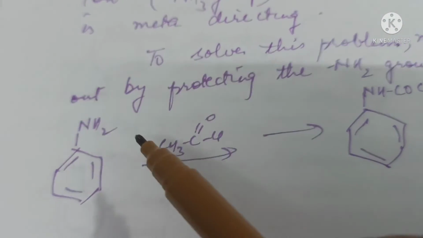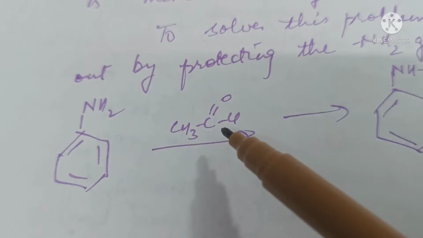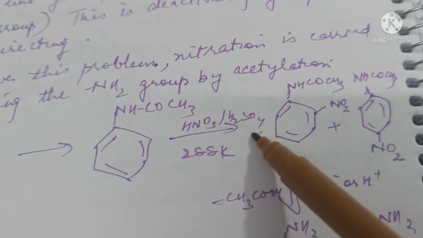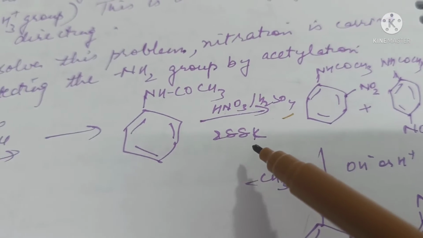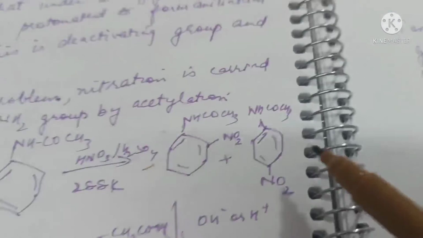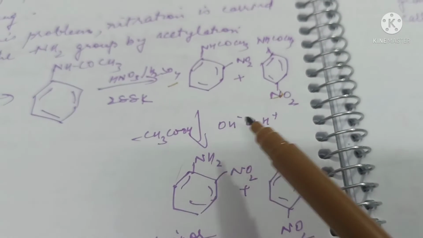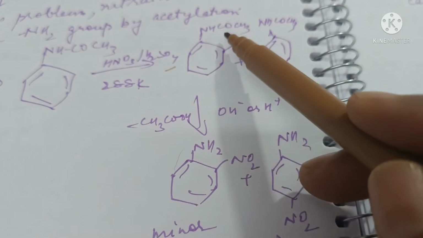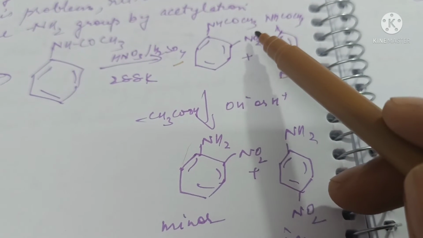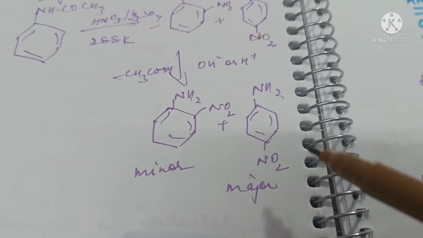So metanitroaniline is formed. To slow this process, the activity of aniline is decreased by acetylating it, and then nitration is carried out using nitric acid and concentrated sulfuric acid at 288 Kelvin. The ortho and para substituted acetyl anilines are formed. On alkaline or acidic hydrolysis, acetic acid will be given away. The COCH3 group gets removed as acetic acid and ortho and para nitroanilines are formed. Paranitroaniline is formed in major amounts.